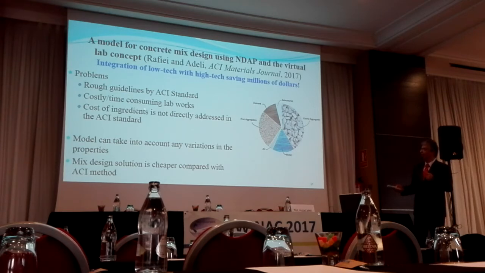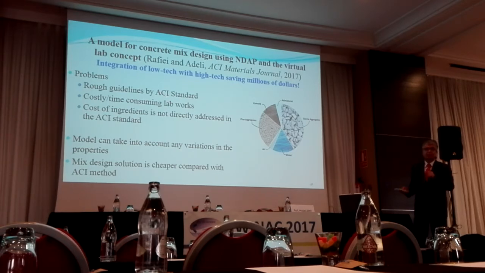So what's the problem? Currently, there is the American Concrete Institute. They have a standard. They provide rough guidelines on how to mix them in order to have certain strength. And then based on that, you have to go to the lab and test and get the strength. So it is cost and time consuming lab work, and cost of ingredients is not directly addressed in the ACI code. There is no minimum cost involved here. And we developed this model for concrete mix design that can take into account any variation in the properties. And this approach, mix design, provides a cheaper solution than the one in the code.